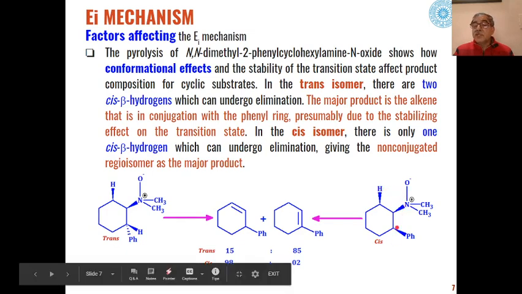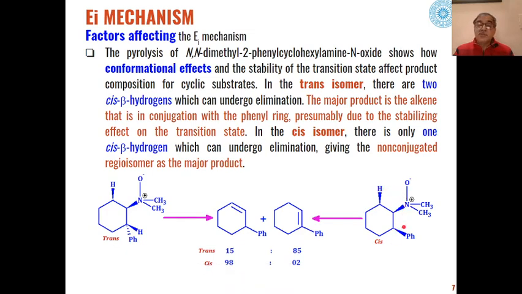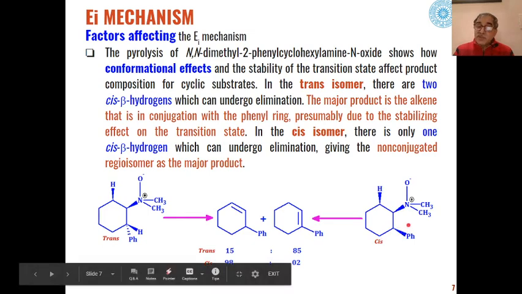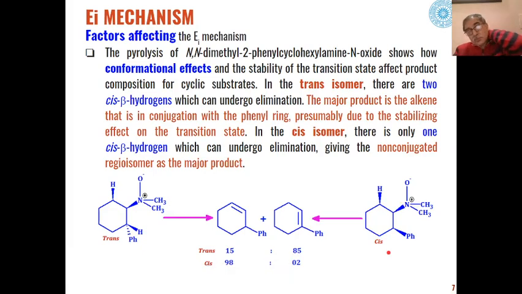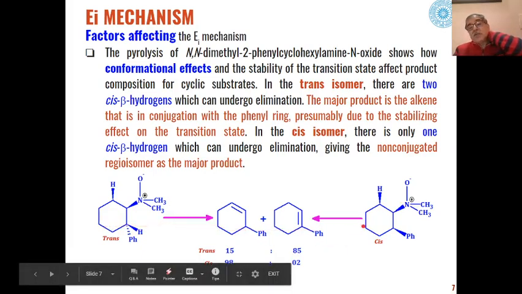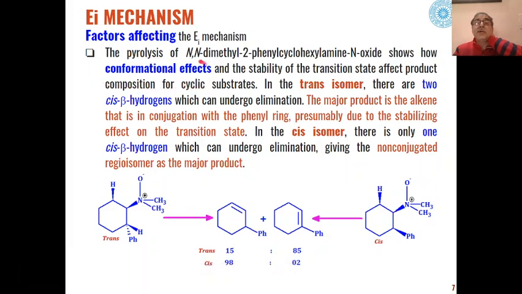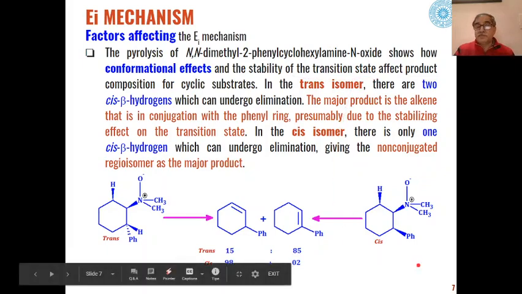Here the hydrogen is alpha, not beta. So that is why this will not lead to the formation of a conjugated product. So this reaction proves that the conformation of the substrate really affects the formation of product due to the stability of the transition state.